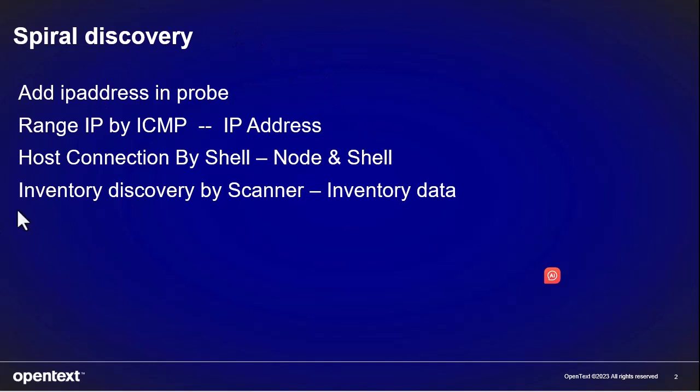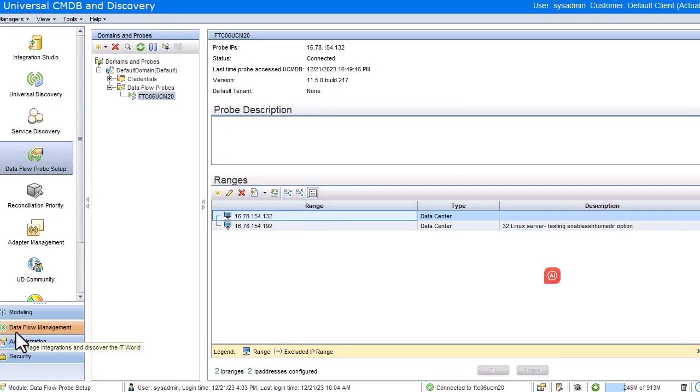First, you need to add the IP address in the probe. Navigate to Data Flow Management. Open the Data Flow Probe Setup page. Find the probe that you need to use to discover the IP. Then add the IP here.